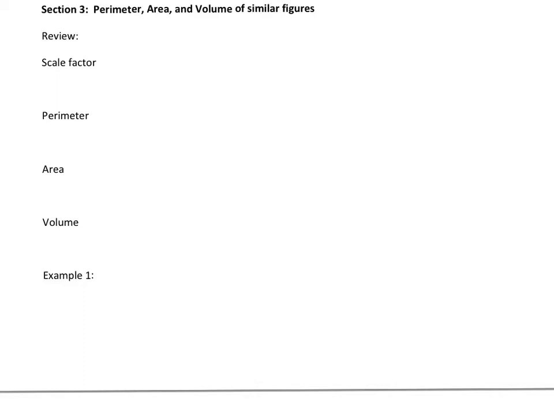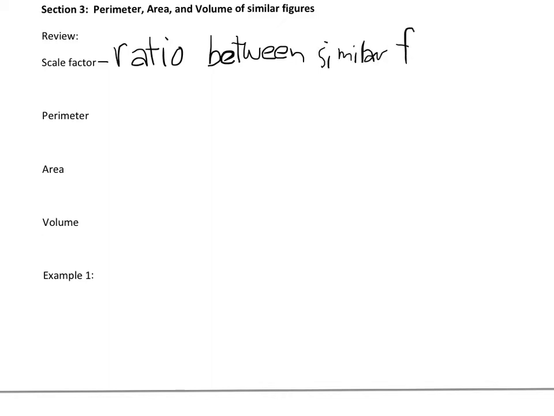We're going to start with a review, just so we're clear on these definitions. A scale factor, once again, is a ratio between similar figures. Notation for that is K, and we usually do new over the original. So if we're shrinking it, it's going to be a fraction because our new one is going to be a smaller number than our original number. Or if we're blowing it up, the new is going to be bigger, so it's going to be greater than 1 for our scale factor.